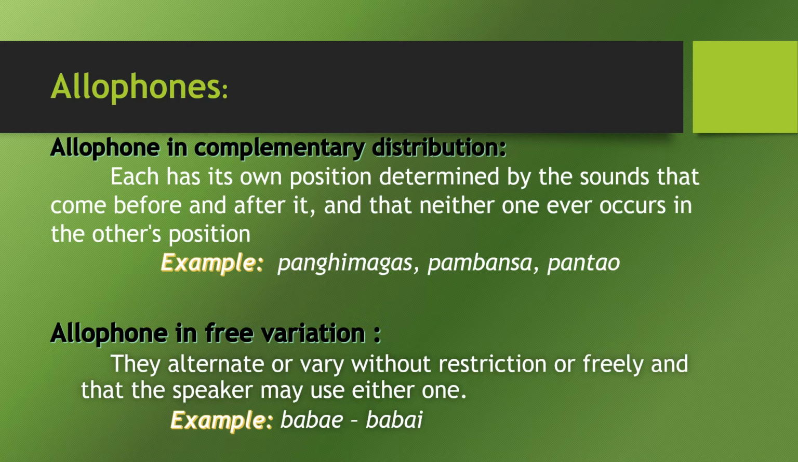For example, in Filipino, we have these words: panghimagas, pambansa, and pantao. In order for us to understand more, you just have to think whether it's possible to replace the sound of m with the phoneme m in pambansa. For example, we cannot say pamhimagas. We cannot say panhimagas. We cannot say pangbansa. We cannot say pangtao. So we have to consider the position where these allophones occur.